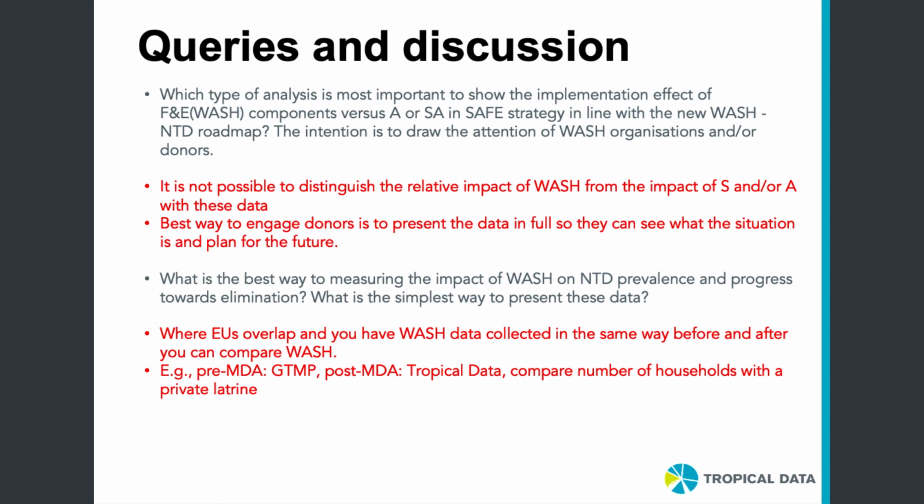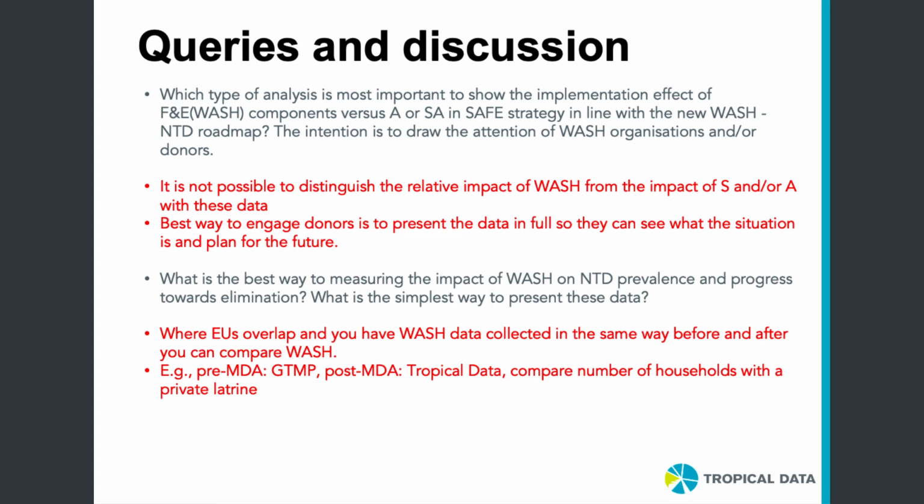Which type of analysis is the most important to show the implementation effect of F and E? WASH components in line with the new WASH NTD roadmap. The intention is to draw the attention of WASH organizations and/or donors. It is not possible to distinguish the relative impact of WASH from the impact of A on the prevalence of TF. All three components of SAFE are intended to drive down TF prevalence.